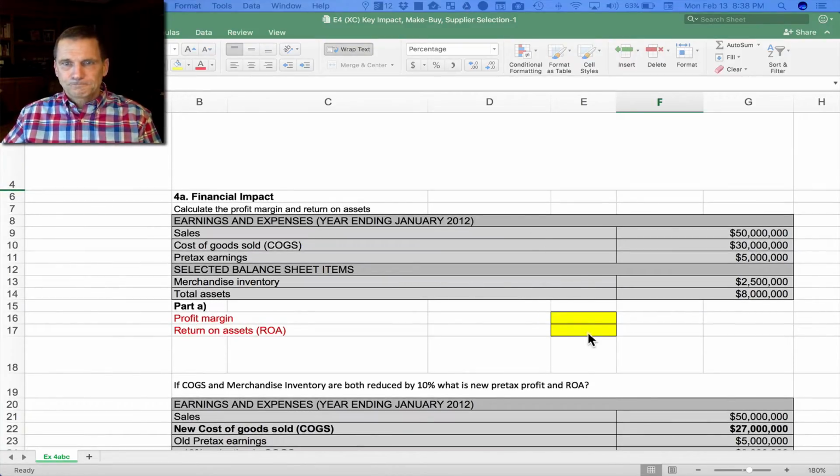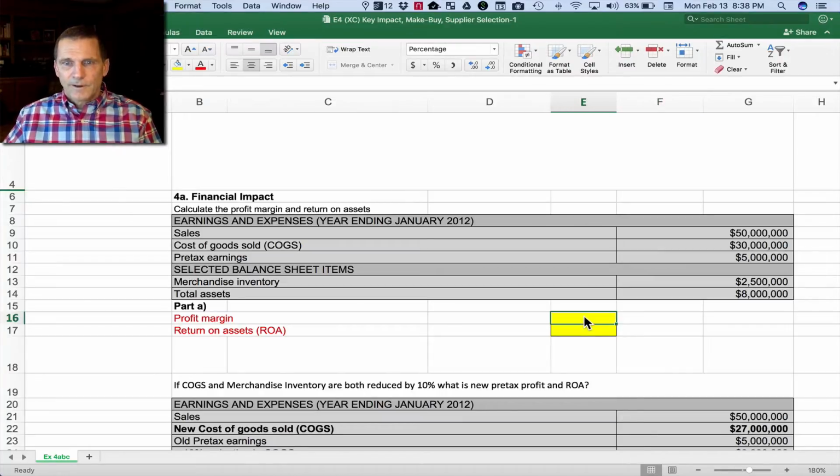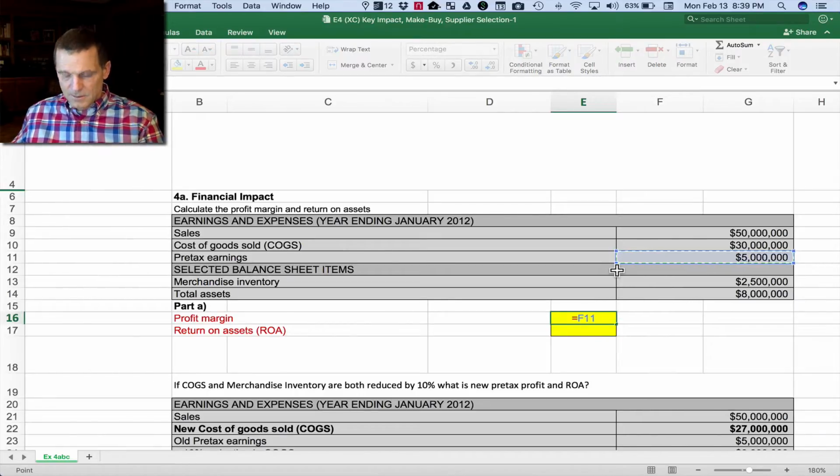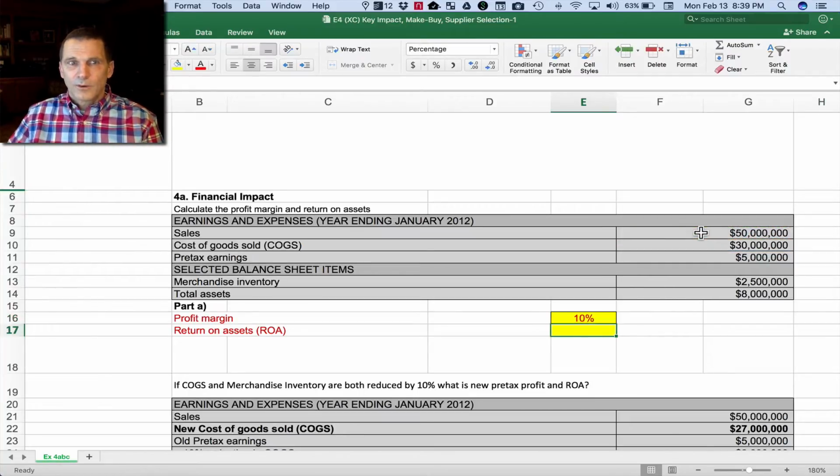So profit margin, you will recall from your finance class, if you've had it, is simply our earnings divided by our sales or revenue, whichever you want to call it. Sales, revenue, it's the same cat. Okay, so we can just go in here and simply say equals our profit divided by our revenue. Profits divided by revenue. 10%, $5 million in earnings, in profit, and $50 million in revenue. 10%, nice and simple, right?